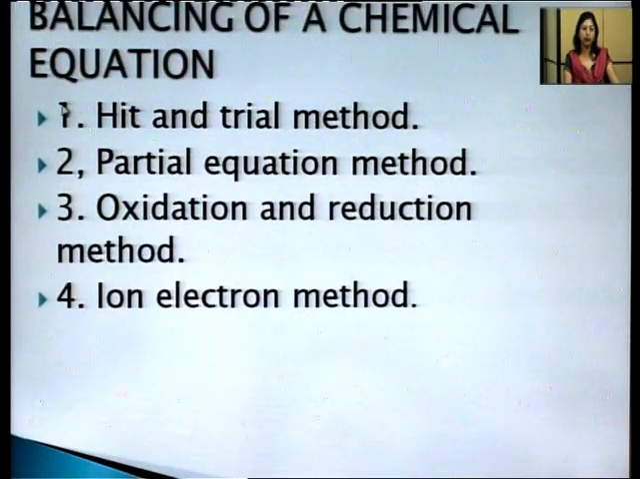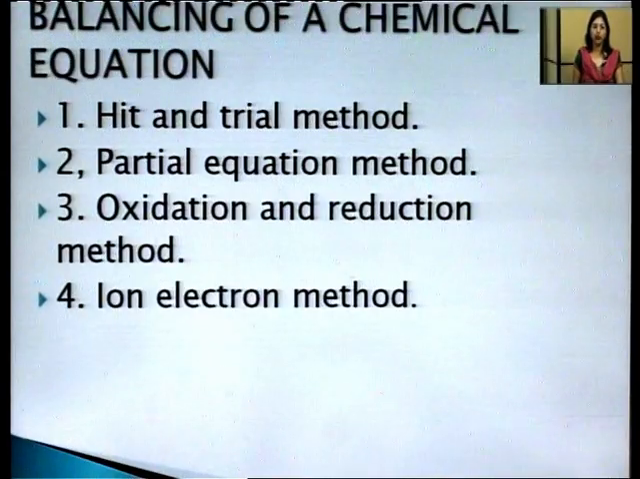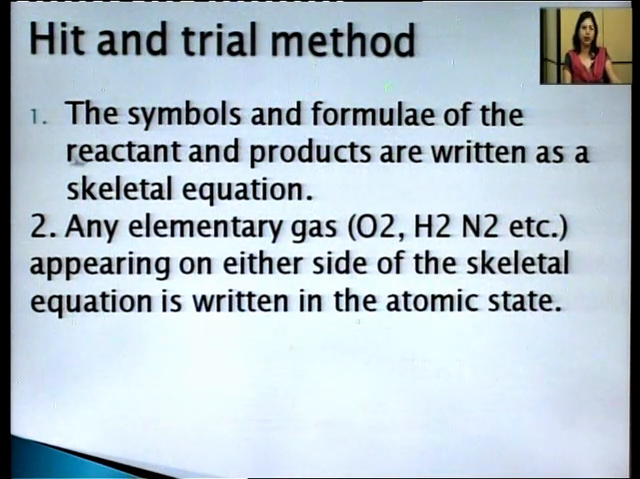But in this presentation, I will be discussing only the first two methods, because only these two are in the syllabus of diploma students, that is, the hit and trial method and the partial equation method. First one is the hit and trial method. In the hit and trial method, these rules or steps should be followed.